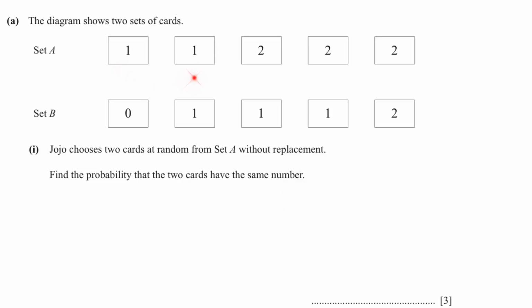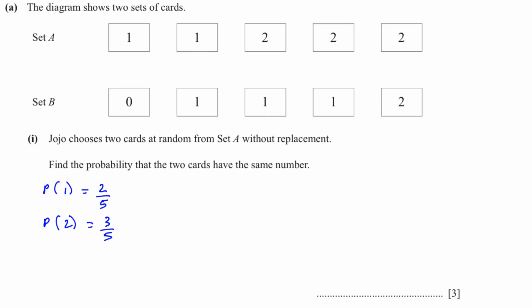Either it could be 1 and 1 or 2 and 2. When we use the word and, we multiply. Or means you add and means you multiply. So probability of getting a 1 is, there are two ones, right? So 2 over 5. Probability of getting a 2 is 3 over 5. The probability of getting 1 and 1 or the probability of getting 2 and 2.